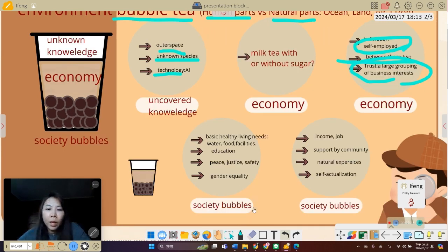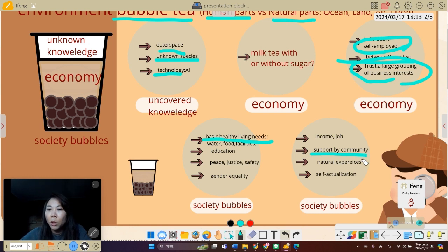Society bubbles, which we see as basic health, living needs, water, food, facilities, and education, and peace, justice, safety, gender equality. Also, next step about society bubbles, we'll talk about steady income, steady job, and support by community, which means we need a group, we need to be supported, we need to belong to some community. It's due to COVID-19. After that, I started thinking about this part.